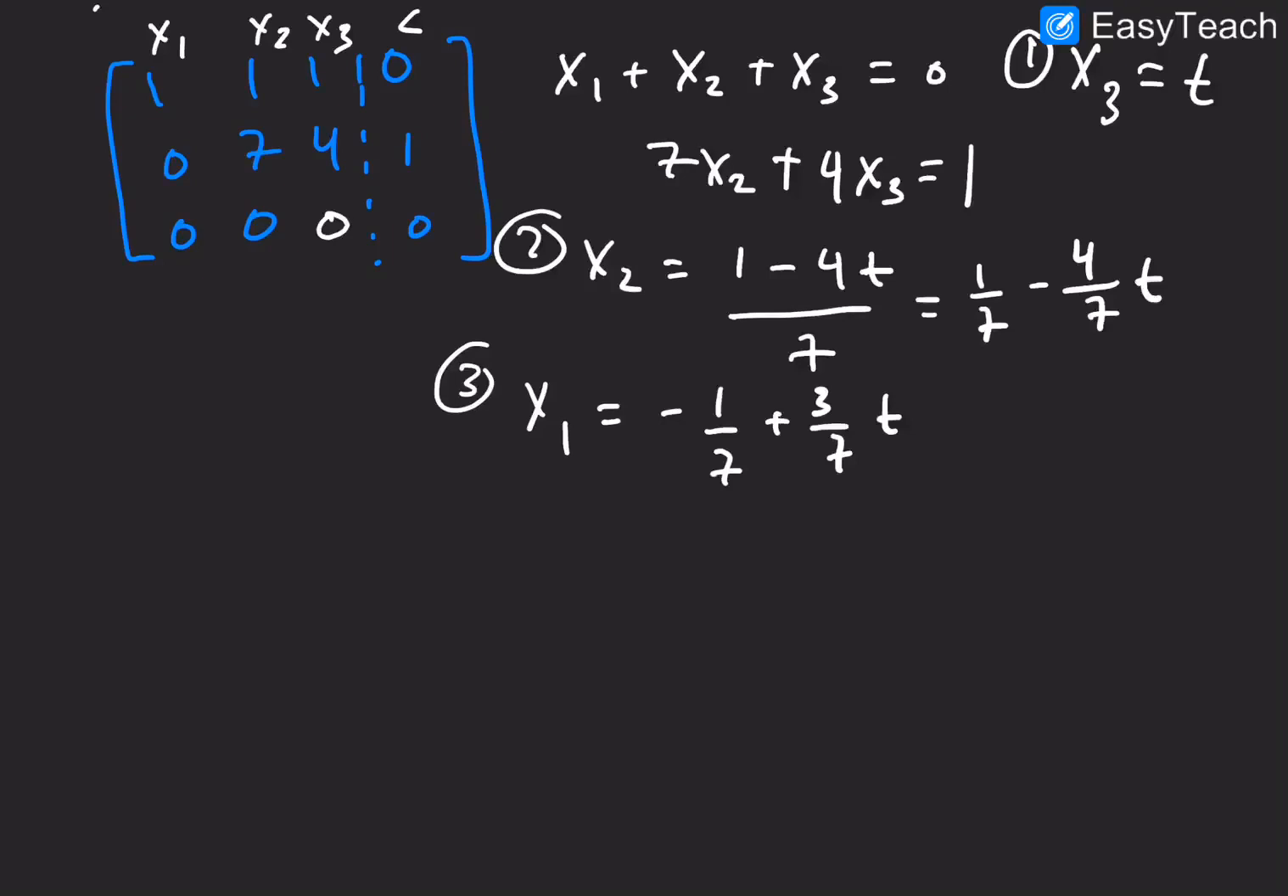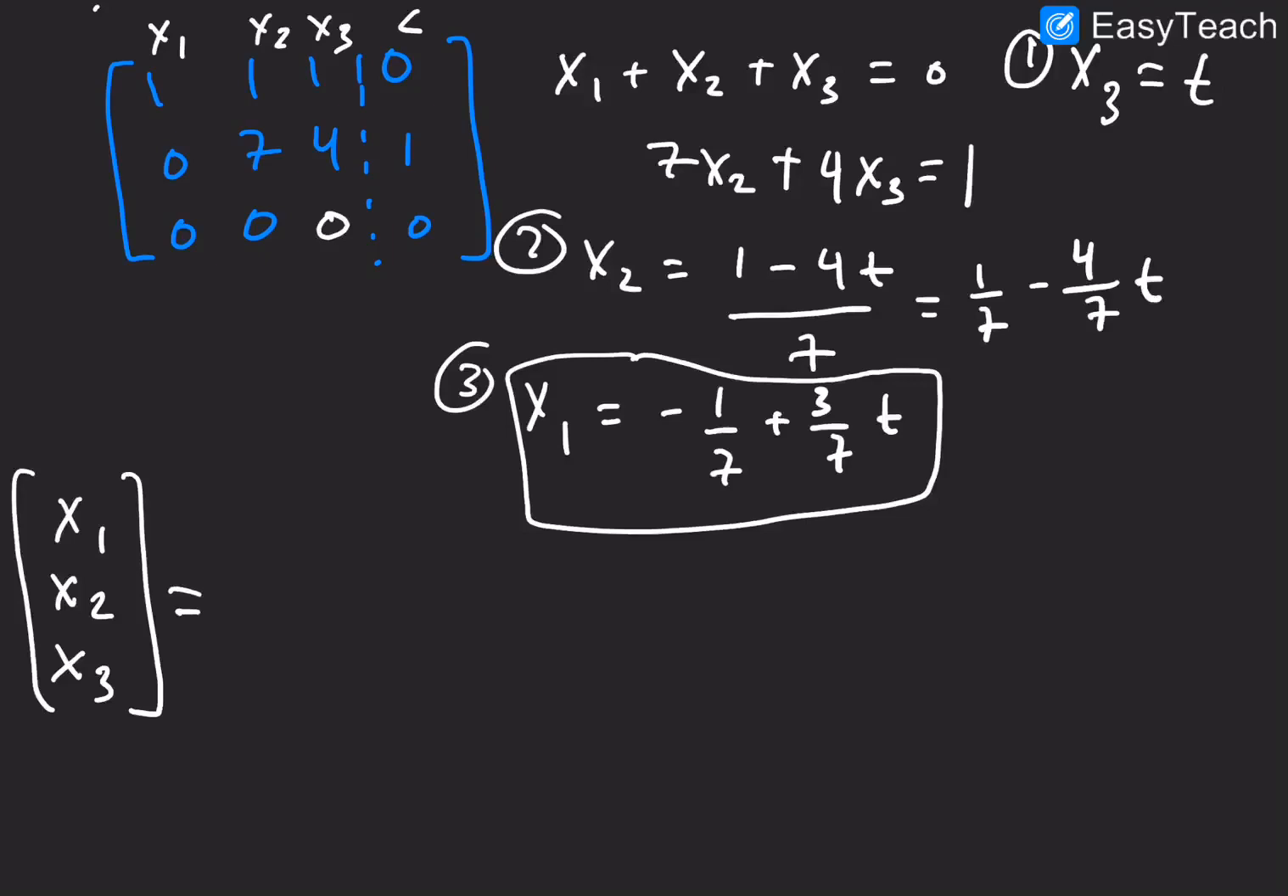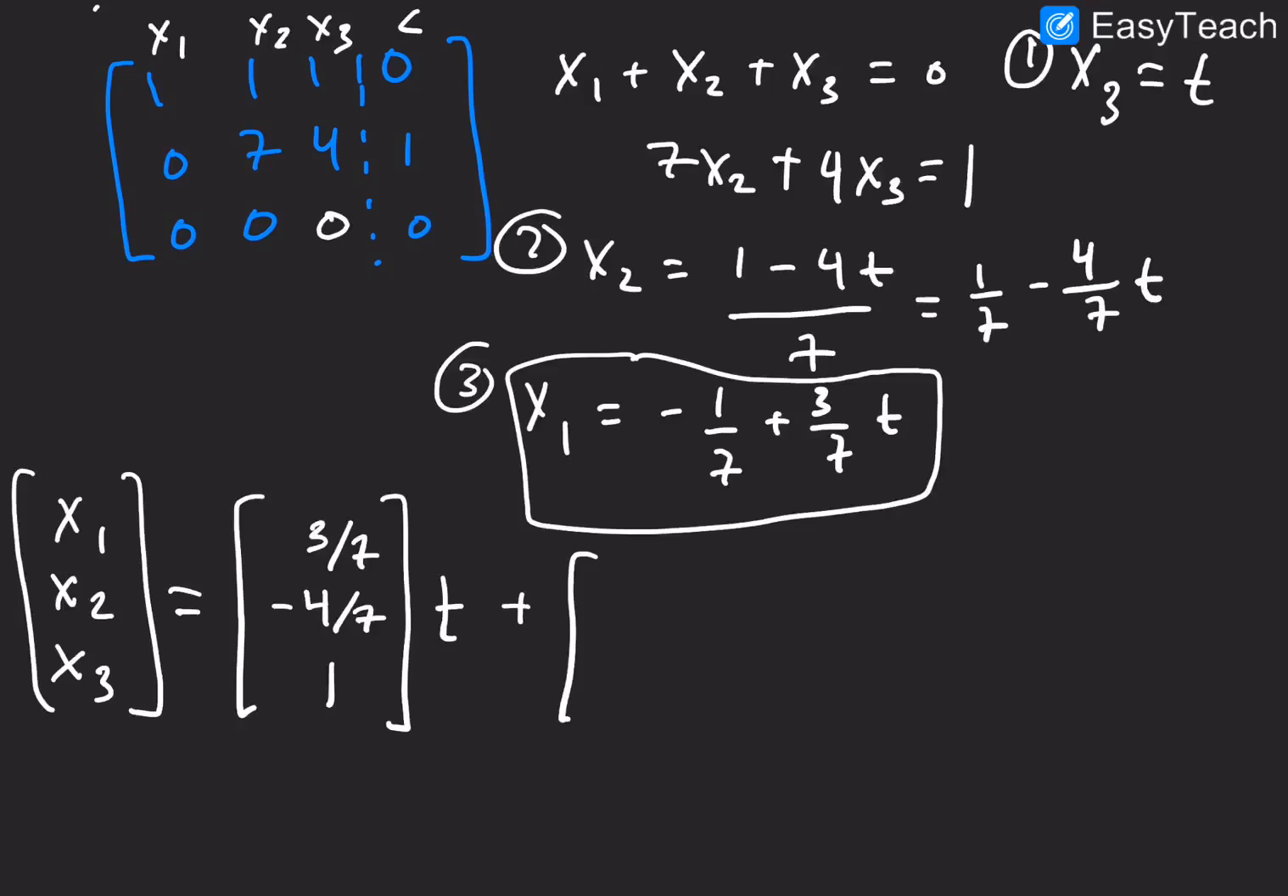I don't know how the professor will want it, but you could either write it like this, or you can write it like this. Equals. So I will first write my t's. So let's say 3/7 for x1, and for x2 I have negative 4/7, and for x3 I have 1, and I'll write it down, then I'll describe it. x1 has a negative 1 over 7, x2 has a 1/7, and x3 has 0.